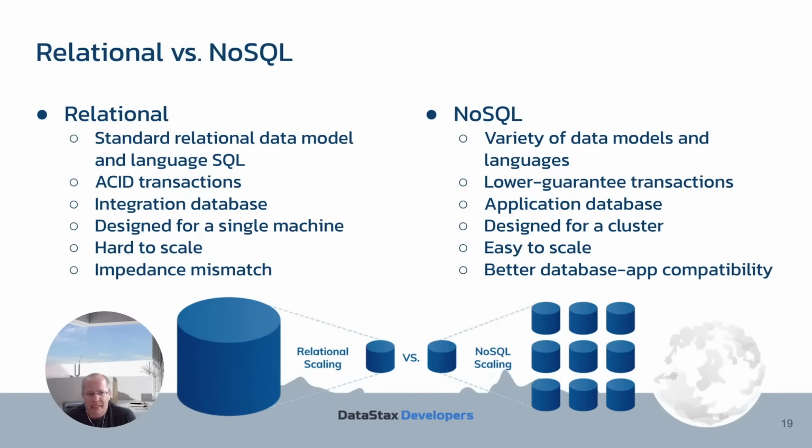Now, relational is an integration database. Multiple applications will use that database and store their data in that database, and they're not necessarily intersecting. But NoSQL is usually an application database, so for each new application, you may create a new database instance, and it will handle data for that application only. Okay, so relational is designed for a single machine, NoSQL is designed for a cluster. Relational is hard to scale. They scale vertically, so you have a larger machine each time. You add more memory, more CPU, more disk.